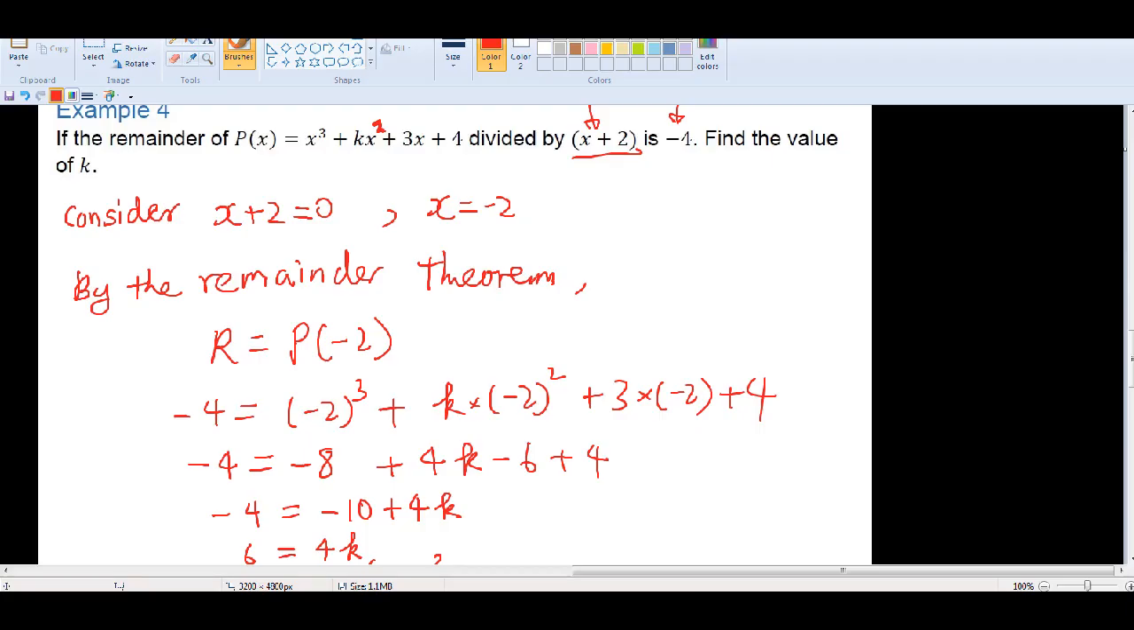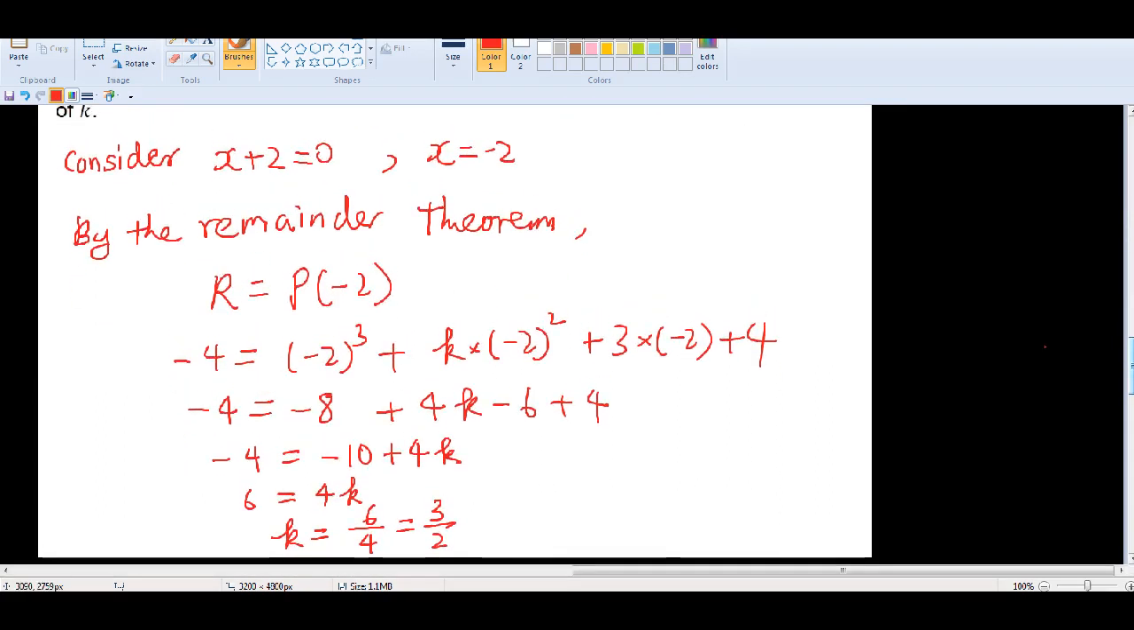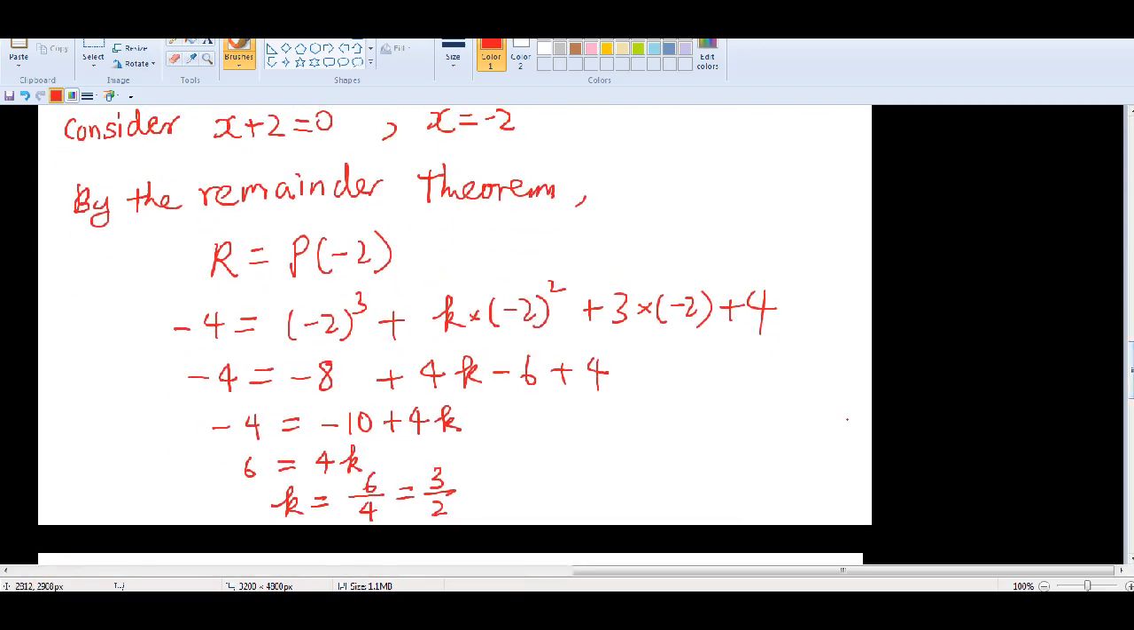So here's the way. First you need to find the value for x. You make x plus 2 equals 0, then x equals minus 2, and you substitute minus 2 into the x and apply the remainder theorem. We know that r, the remainder, equals minus 4 as given, and you substitute minus 2 into the x, and you get the value. So k is the fraction 3/2. All good?